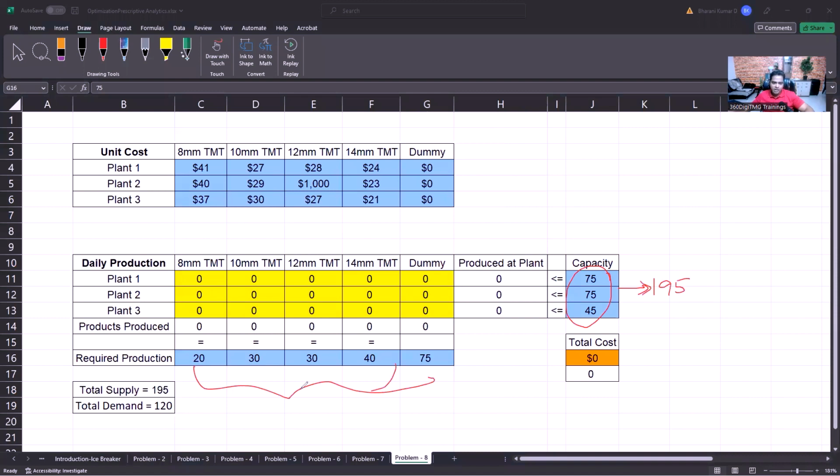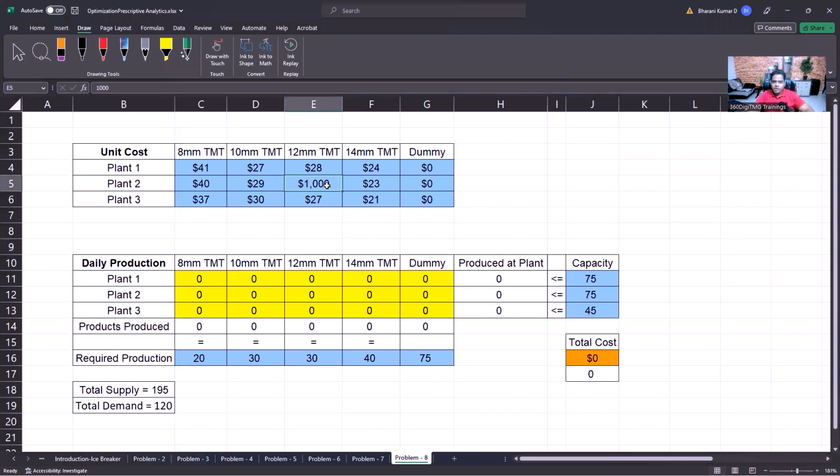But the total that you are going to produce of these 4 products is going to be 120. 195 minus 120 is 75. So you are putting them under a category called dummy, just to make it a balanced problem. Once you make it a balanced problem, you can solve it using linear programming. That's one of the requirements, right? So hence we are balanced out.